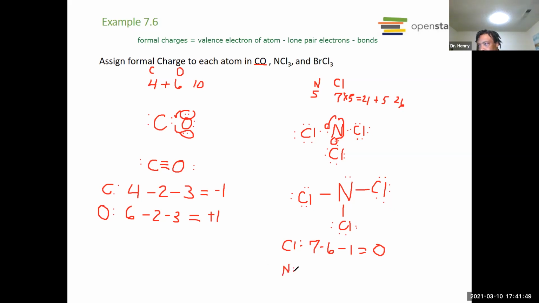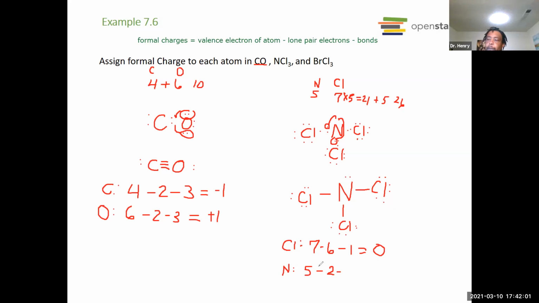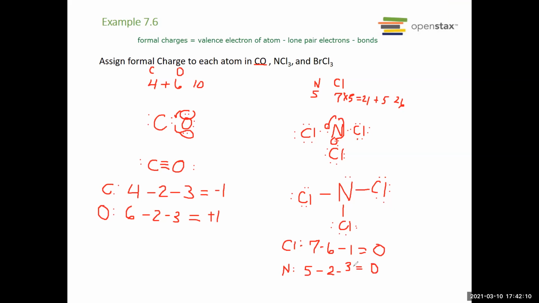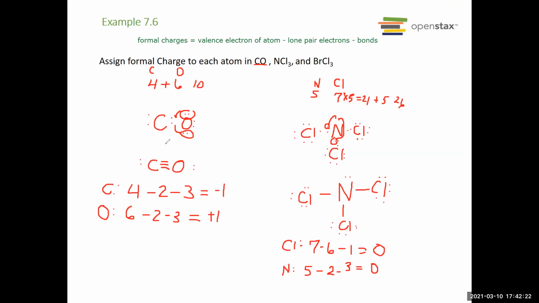And then nitrogen, we have 5 valence electrons. How many lone pairs? And then how many bonds? Was that Al answering? So that's 0. Okay, piece of cake.